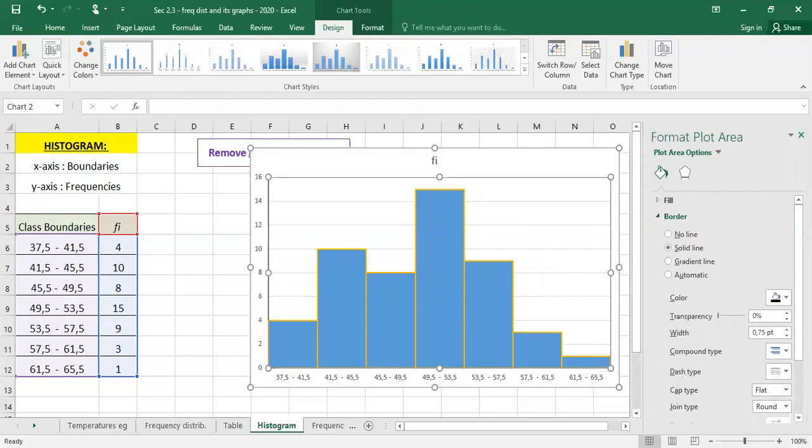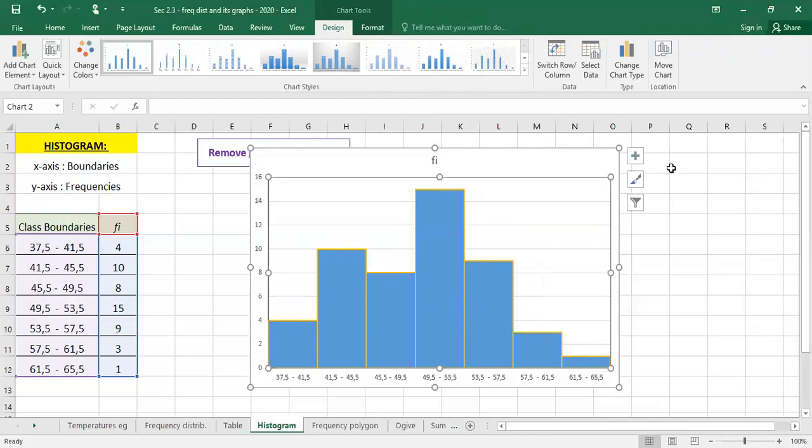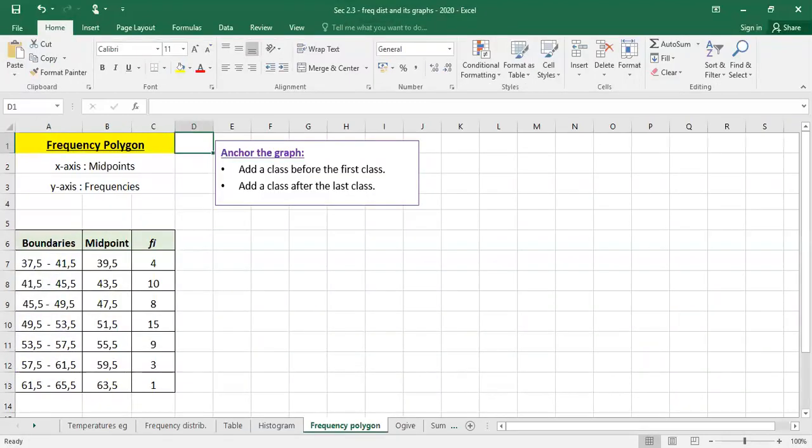So that's our histogram. We can now do a frequency polygon. A frequency polygon is just a line graph, and it has the midpoints on your x-axis and the frequencies on the y-axis. So this is very much like your histogram, just your x-axis has different things that you're plotting.